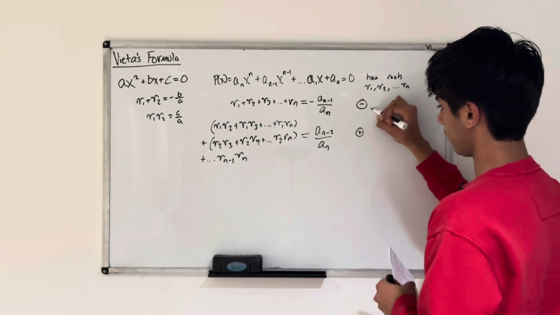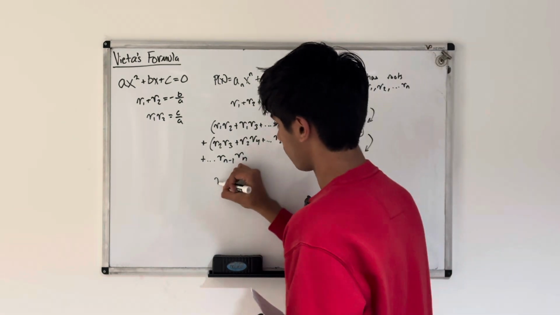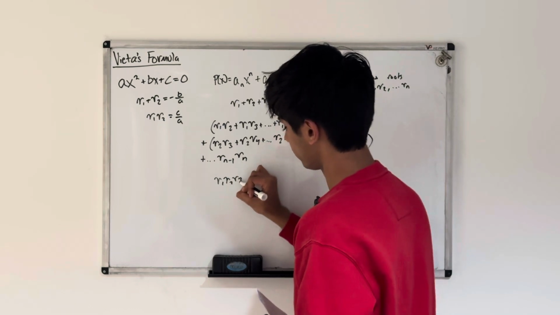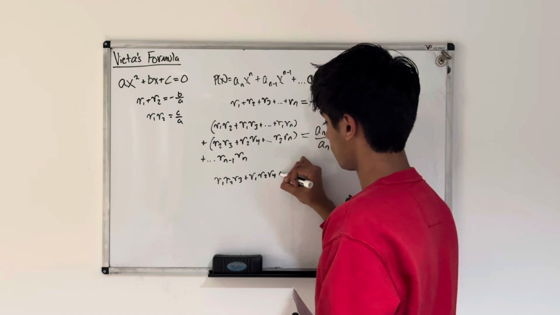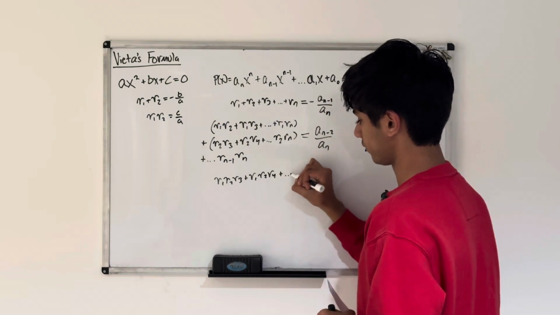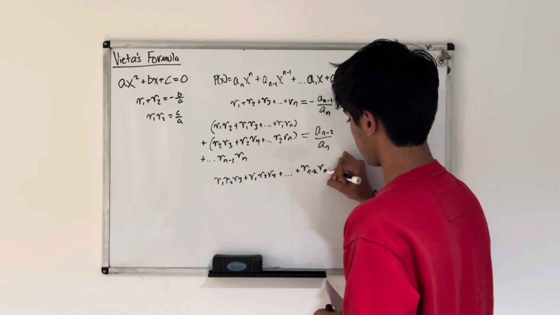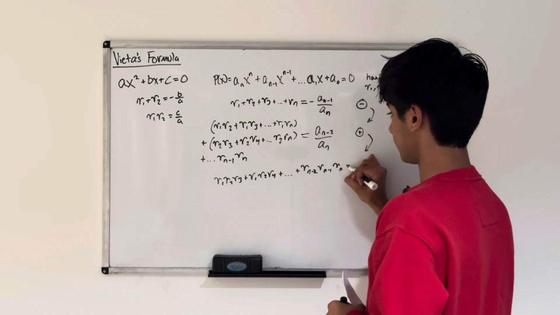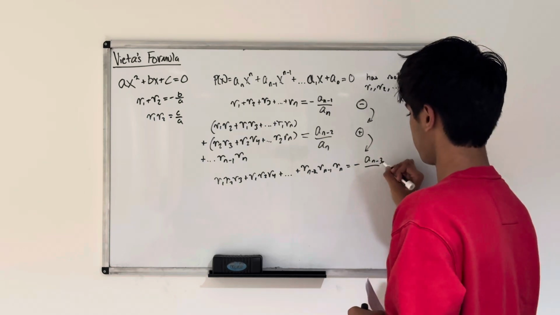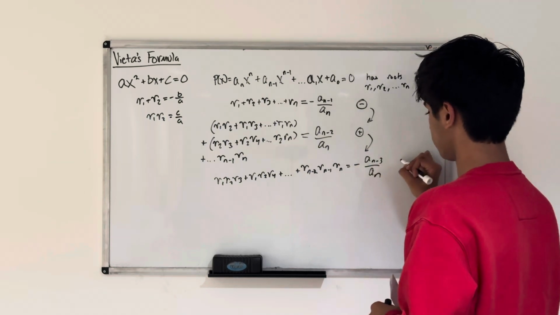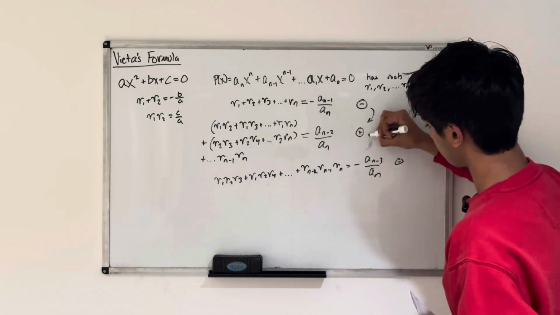So already we can see the pattern. We're switching negative, positive, negative, positive. The next one is going to be r1 r2 r3 plus r1 r2 r4 plus, and again we'd go on until we reach r_(n-2) times r_(n-1) times r_n. This is equal to negative a_(n-3), so the fourth coefficient, divided by a_n, and this one's negative. So again, we see the alternating pattern happening here.